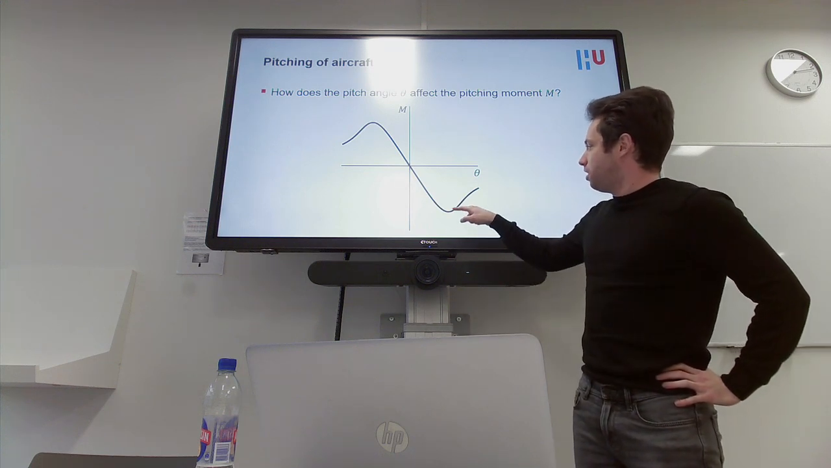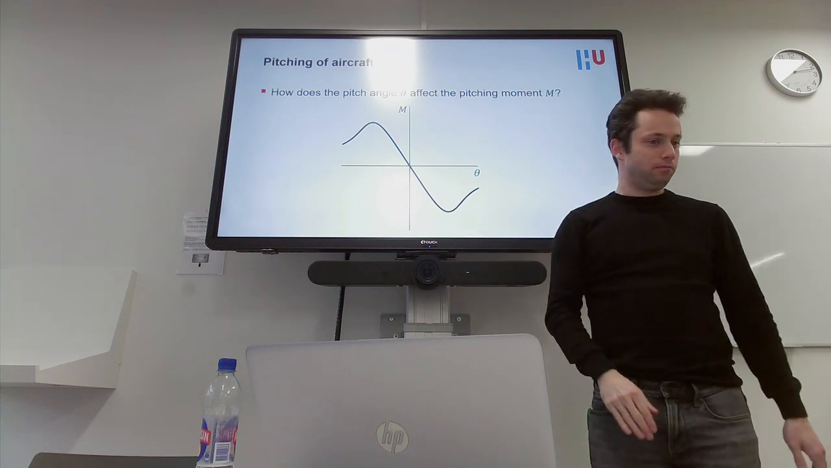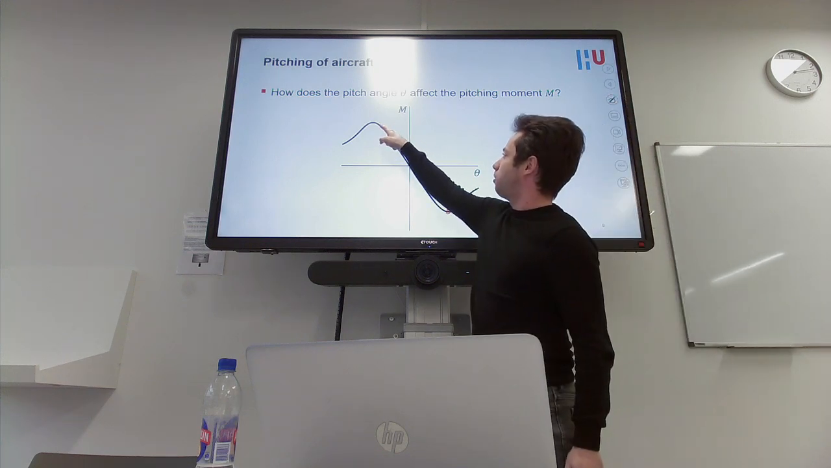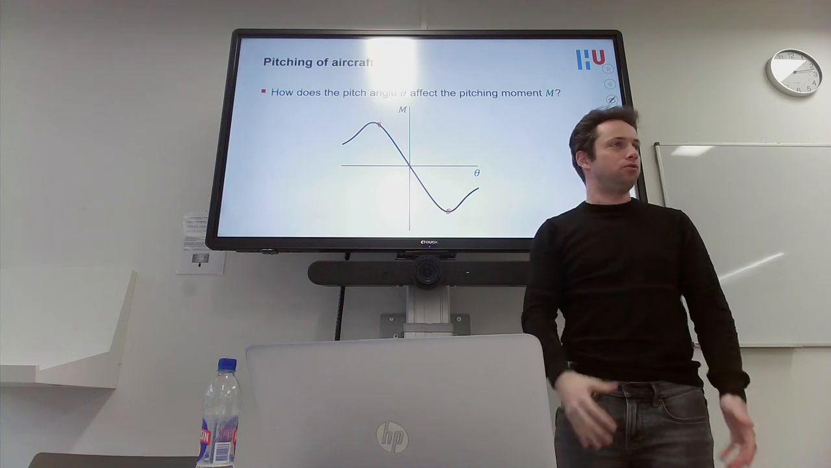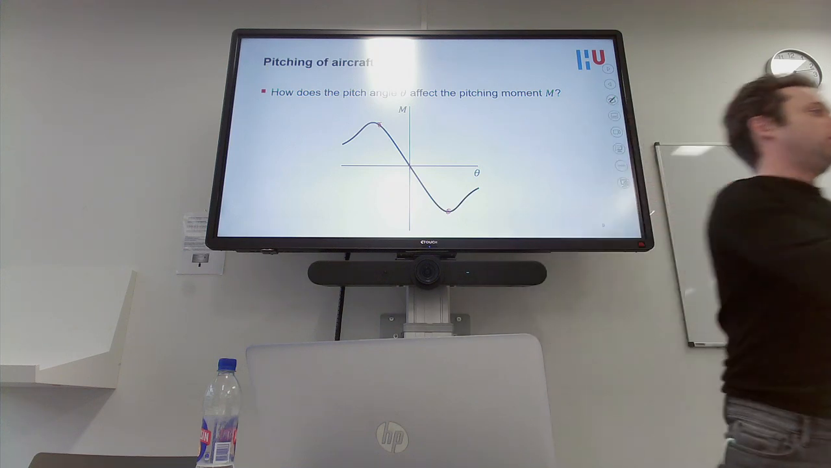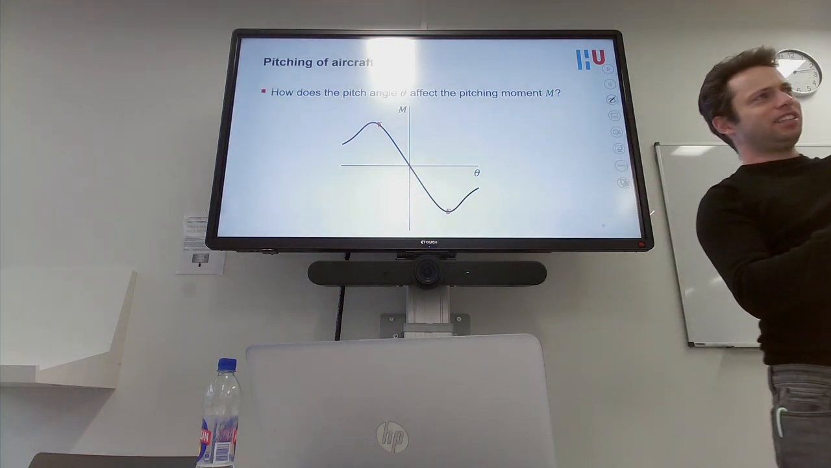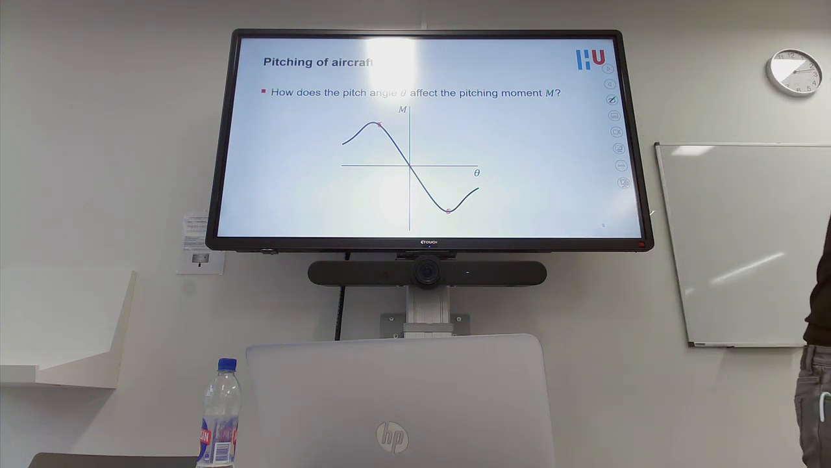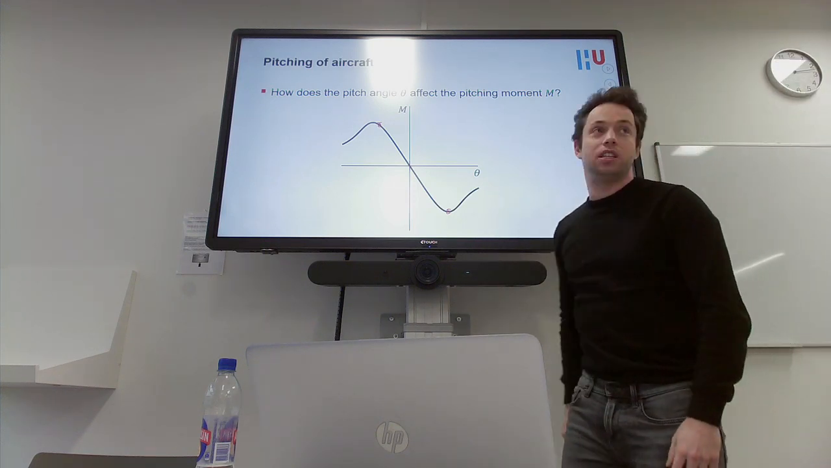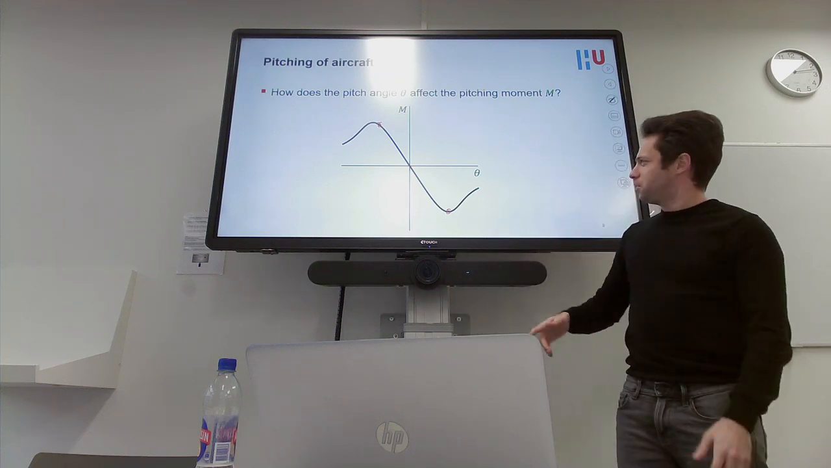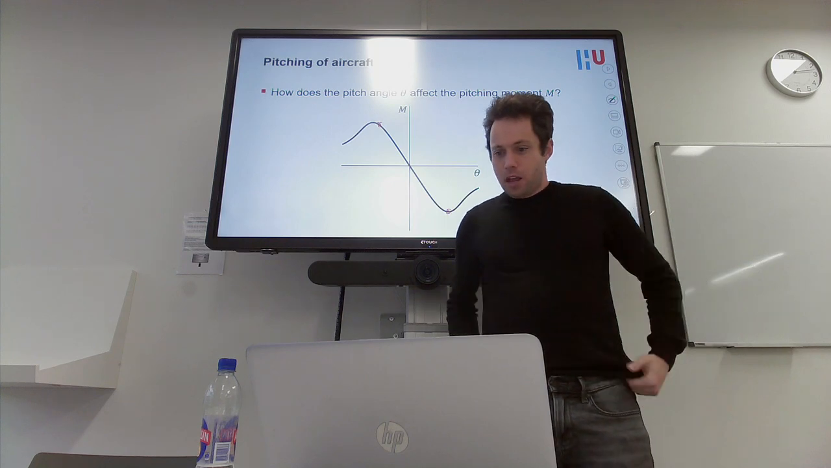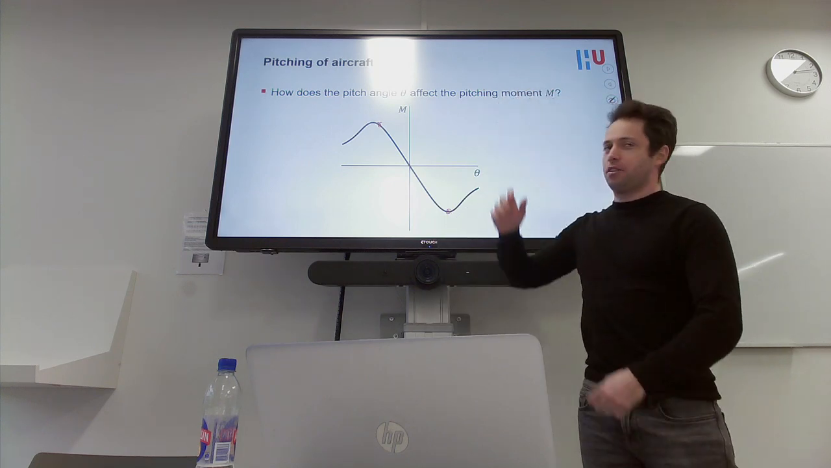If we rotate towards a positive degree, then we have a negative moment. And if we have a negative rotation, we have a positive moment, we go back to our starting point. If we rotate too much, we rotate all the way like this, does it still work? Not so well. And the wings, they're stalling and the effects decrease. So if we do the experiment, it will look something like this.